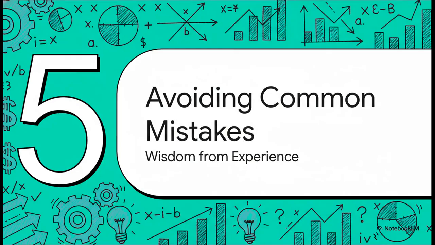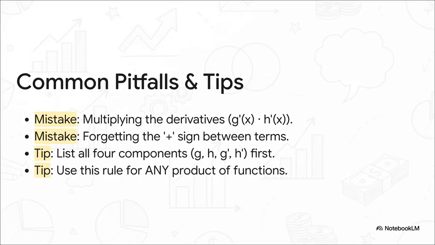Okay, this brings us to a very important final section, because as powerful as the product rule is, there are a couple of common traps that students often fall into. So let's talk about these mistakes, because understanding them is the best way to make sure you avoid them in your own work. The number one mistake I see year after year is students just differentiating each function and multiplying the results together. That is fundamentally incorrect. It completely ignores the interaction between the two functions, which is the entire point of the rule. Another common error is simply forgetting the plus sign that connects the two terms.